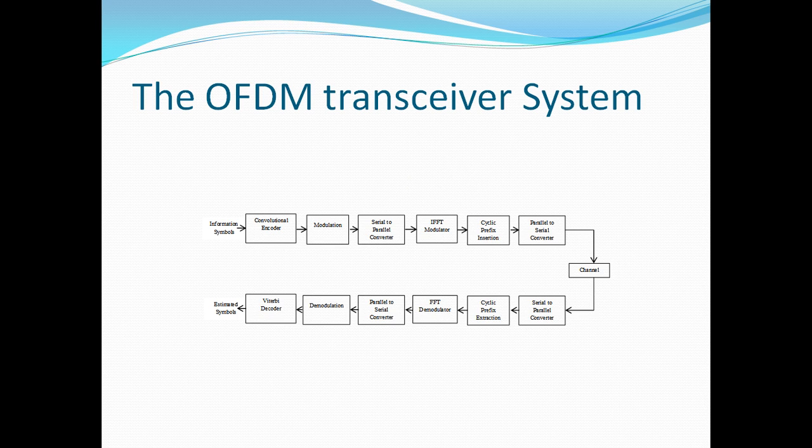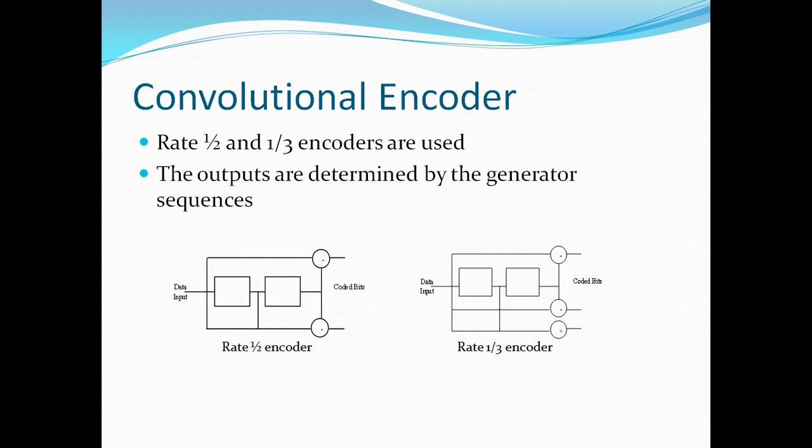The length of the cyclic prefix must be equal to the largest delay in the channel. The signal is then converted again back to serial and sent to the channel. At the receiver, the reverse operation of the transmitter is performed, and hence the data is finally recovered.